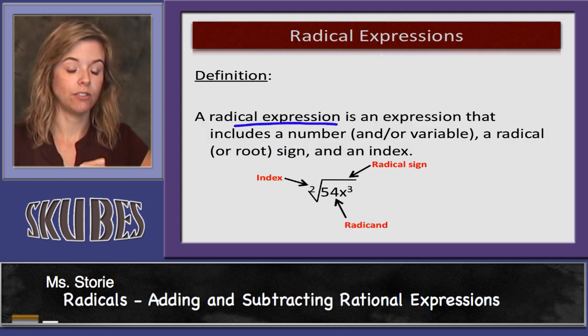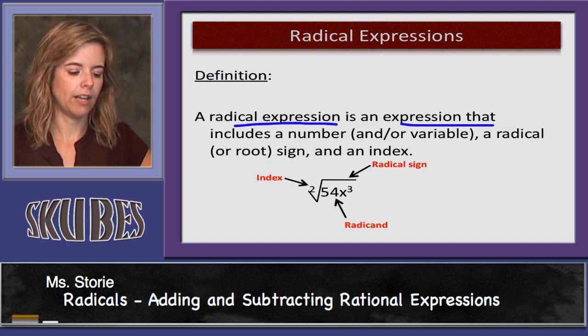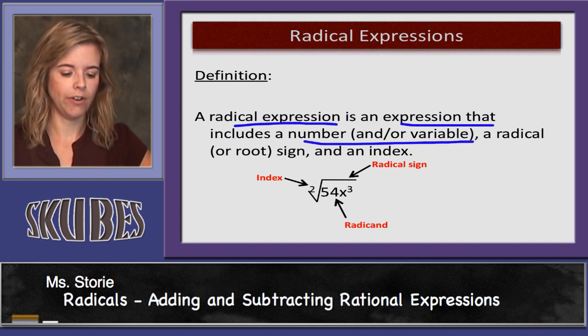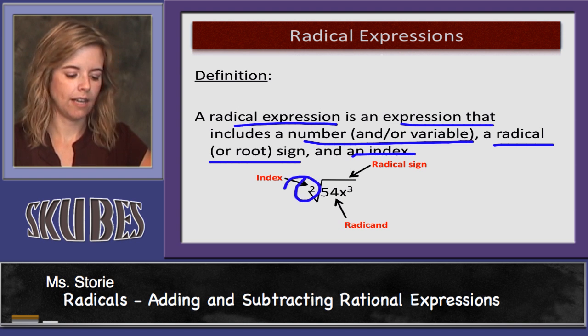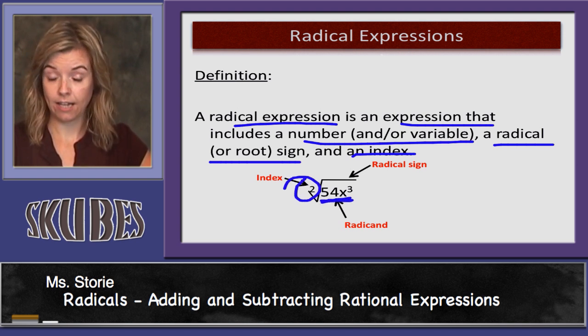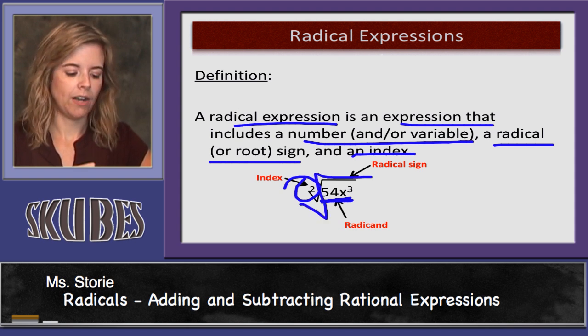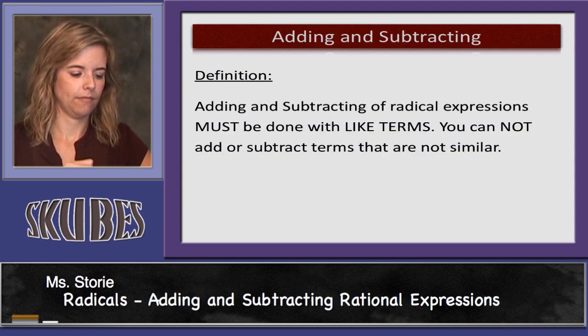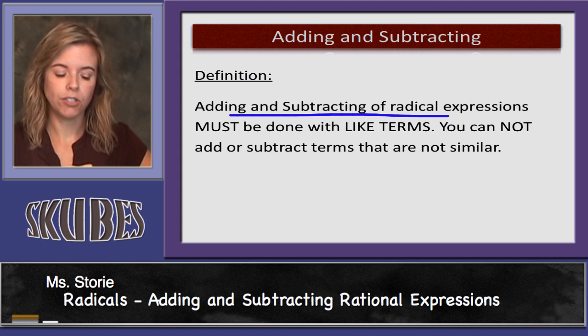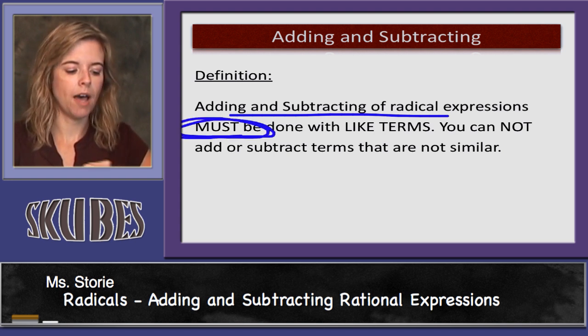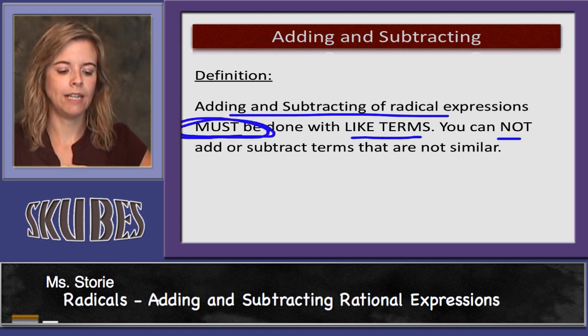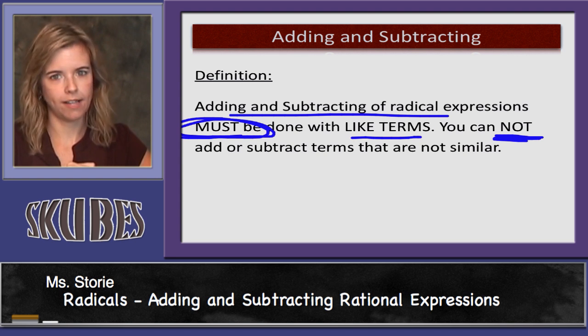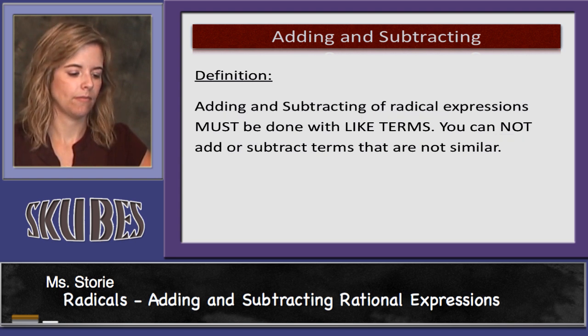A radical expression, no equal sign, is an expression that includes a number and it can include a variable, a radical or root sign, and an index. Remember, the index is the tiny number. The radicand includes a coefficient, a variable, and an exponent, potentially, and then also there's your radical sign. Adding and subtracting of radical expressions absolutely must be done with like terms. You cannot add or subtract terms that are not similar to each other.